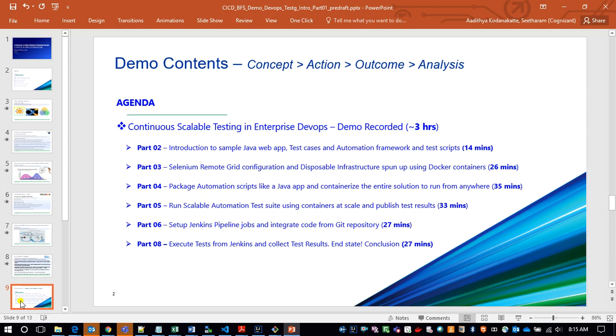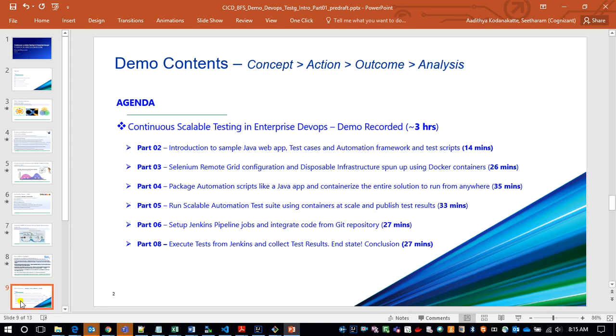In part two, we see an introduction to the sample application. We start from a sample application and one or two demo test cases, and then the automation framework that is built in order to automate those test cases. In part three, we will see Selenium remote grid configuration and disposable infrastructure spun up using Docker containers. Part four will focus on packaging automation scripts like a Java app and containerizing the entire solution to run from anywhere. So that's how you go on building this stack.